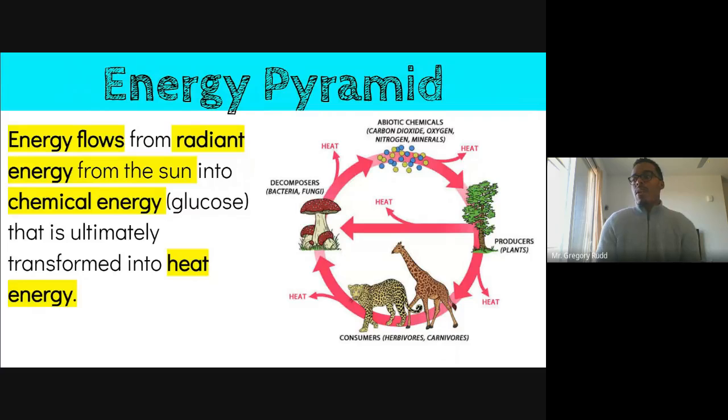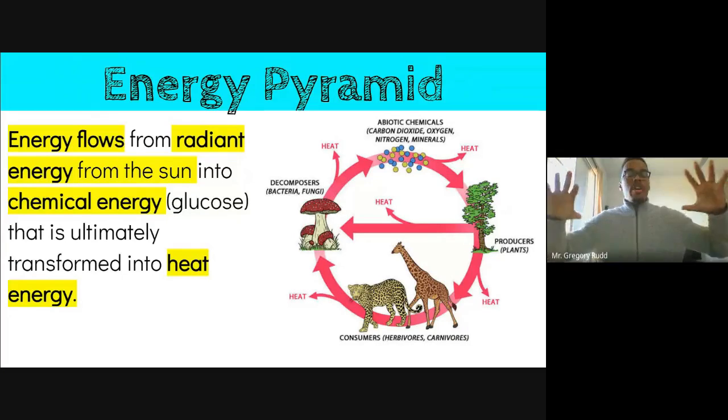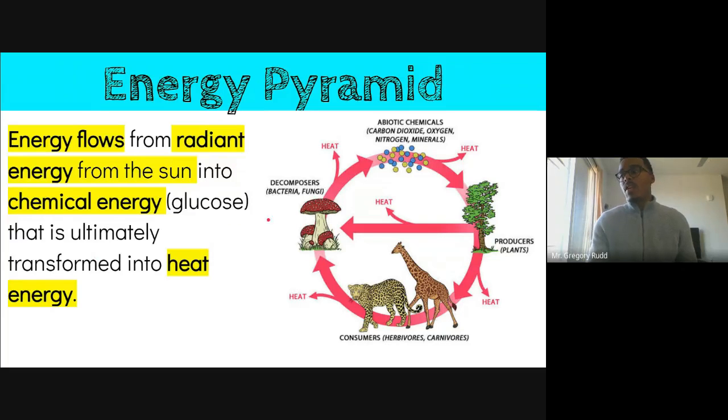So what we're seeing here is not quite an energy pyramid, but it does show the cyclical nature in which energy is transferred from one organism to the next, how energy is coming from the surrounding environment, how organisms take up energy via their nutritional habits. So we can see that taking place in this cycle over here. In short, energy flows from radiant energy, which is coming from the sun, into chemical energy, otherwise known as glucose. And that glucose is ultimately transformed into heat energy.